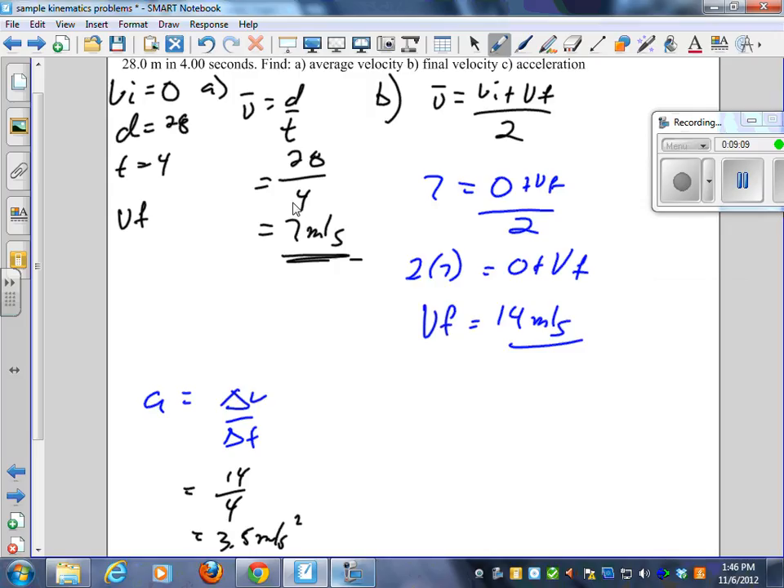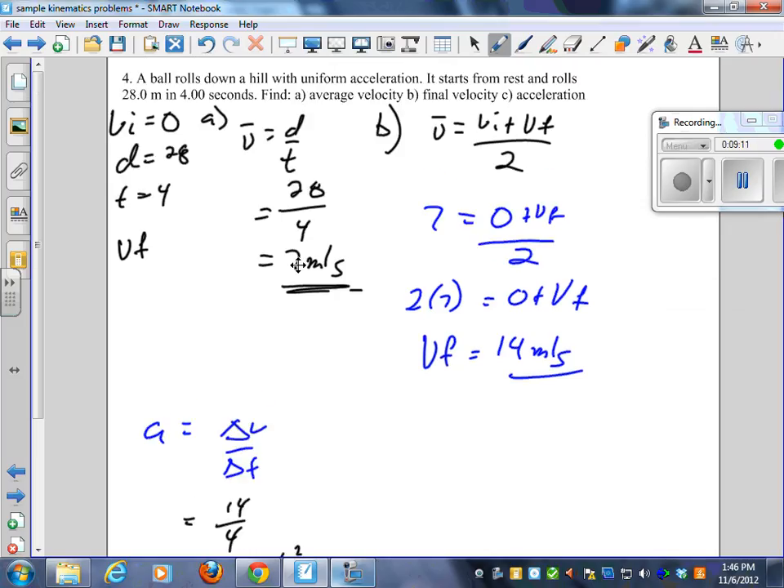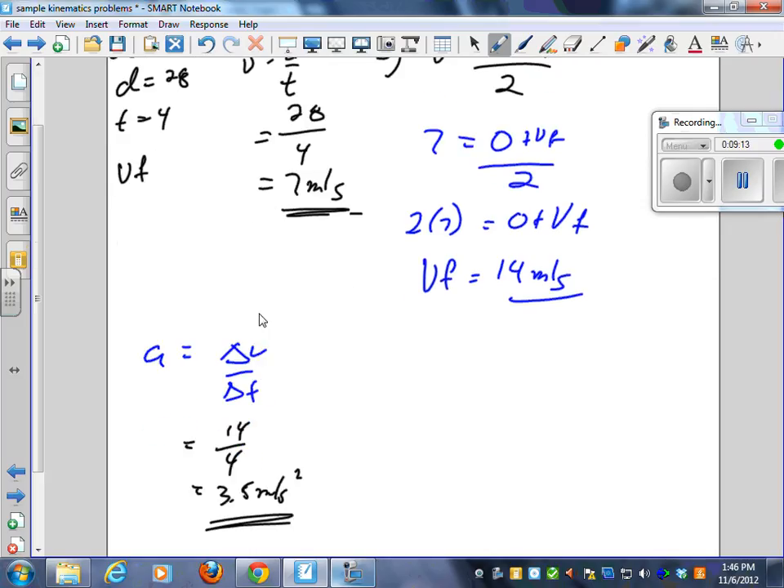Why is it wrong? This is V bar, which is 7. This is delta V. V bar is not equal to delta V. They are not the same thing. One is the average, one is the change. VF equal to delta V? Almost.